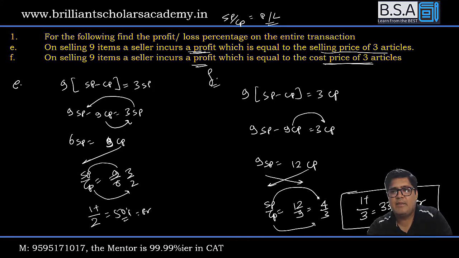All 6 examples were based upon the same concept, same approach. That is, find SP upon CP, and you will have the profit or loss percentage. These are fundamental examples of profit, loss and discount. That is the answer for question E, I guess. The answer you've commented is for question number 1, part E.